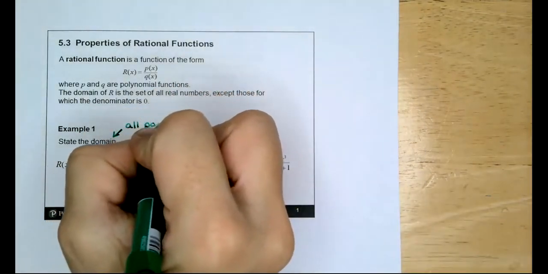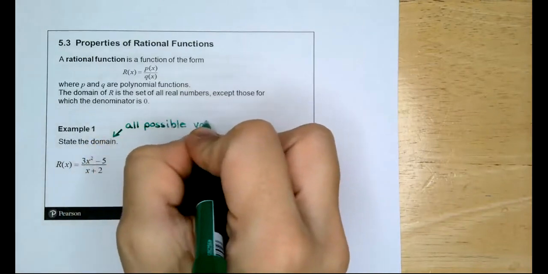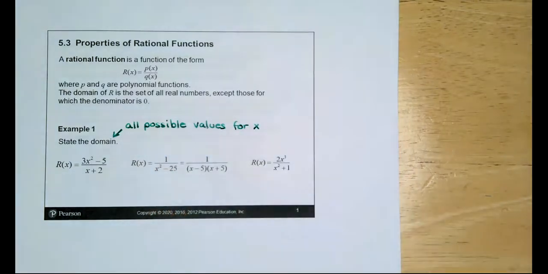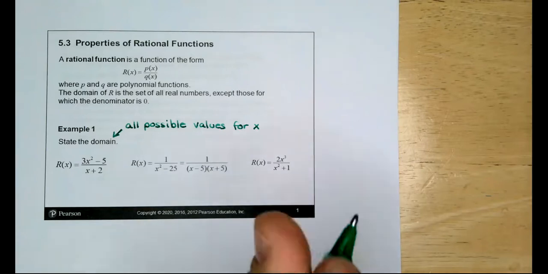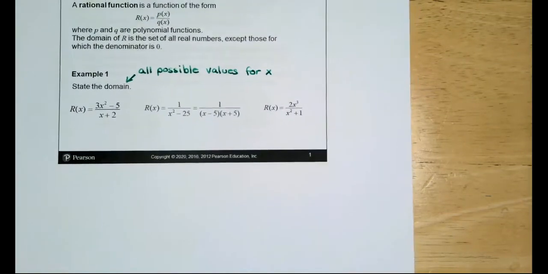So remember, the domain is all possible values for x, or replacements for x. Okay. And so we must exclude any value that would cause the denominator to equal 0. All right. So for letter A, what would make x plus 2 equal 0? And we can do it mathematically, or you could just do it in your head.